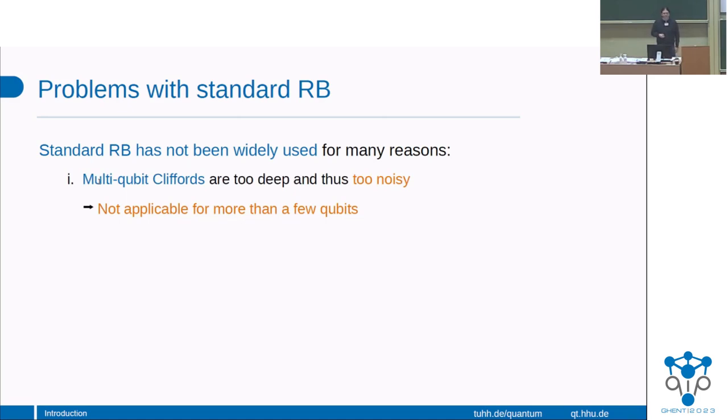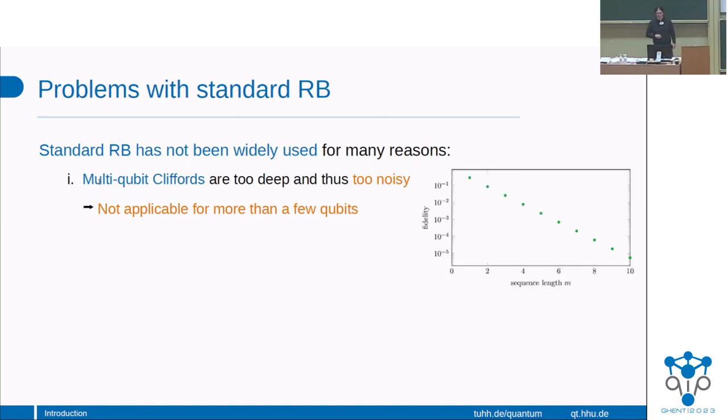Multi-qubit Clifford gates require linear depth to be implemented. And this means that if you have systems with more than a few qubits, these multi-qubit Clifford gates have a really bad fidelity. And this in practice leads to a very quick decay. So this decay will be so quick that it will be really hard to actually resolve it. So you will need a lot of measurements.